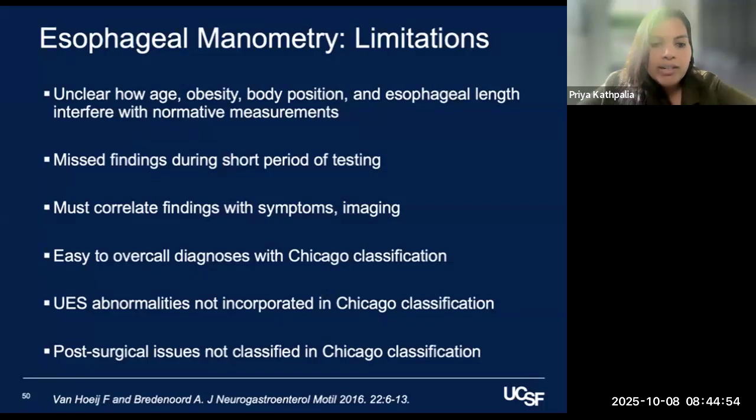UES abnormalities are not incorporated in the Chicago classification, and post-surgical issues are not classified in the Chicago classification. So even though we often will do manometries in patients who are having dysphagia post-operatively, we have to interpret with caution. And now there are modifications to the Chicago classification that take into account fundoplication anatomy when evaluating those patients.